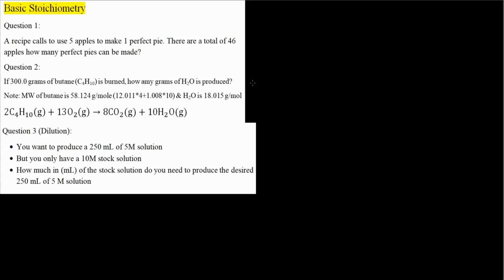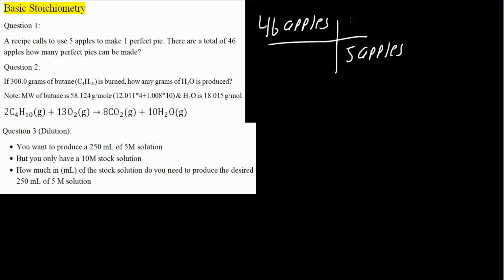Okay, in this video, we will be solving 3 basic stoichiometry problems. The first one: a recipe calls for 5 apples to make 1 perfect pie. We have a total of 46 apples, and we want to know how many perfect pies can be made. So we have 46 apples, and we know that 5 apples are required to make 1 perfect pie.